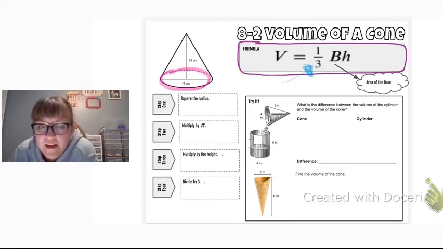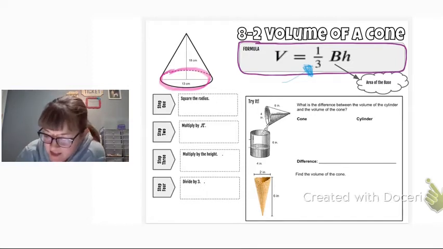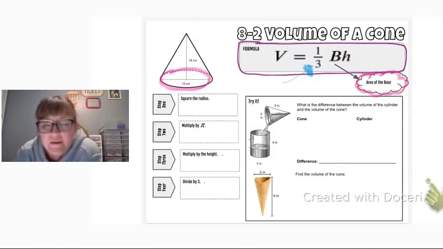So the formula for finding the volume of a cone is 1/3 times the area of the base times the height. That big B still means area of the base. Please don't forget that. That's hugely important in solving these correctly.